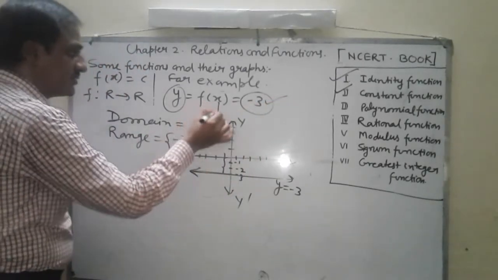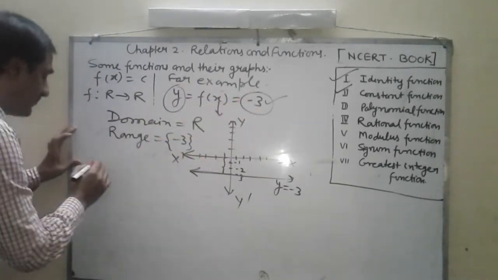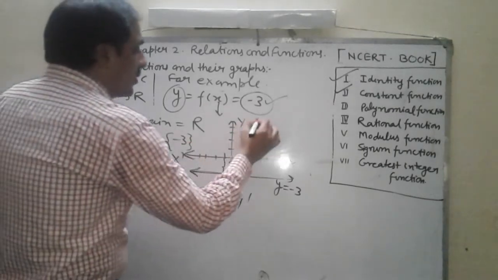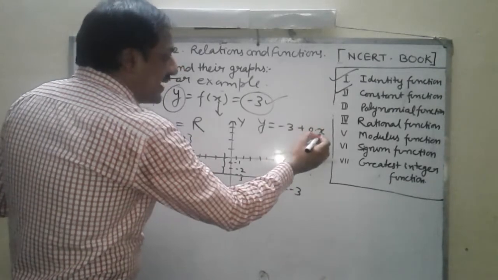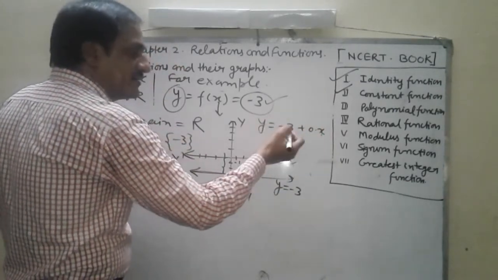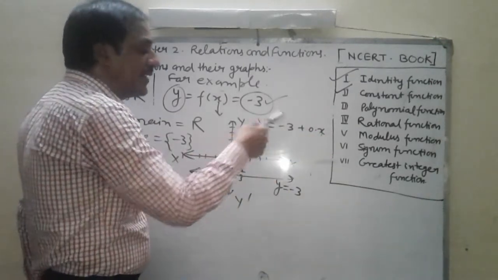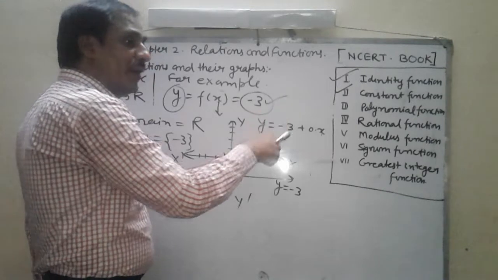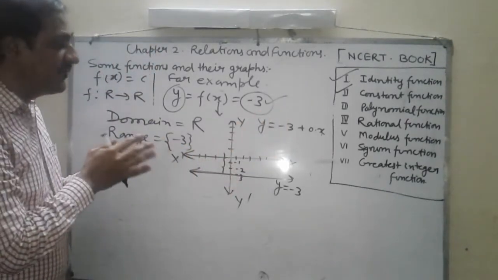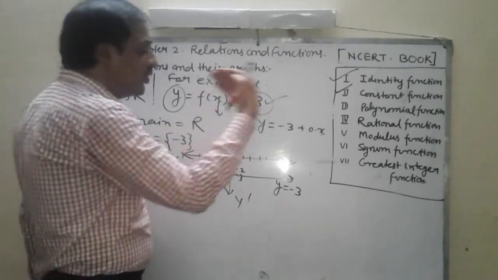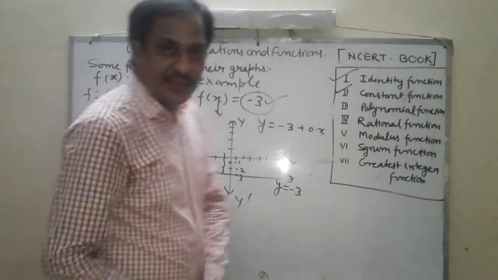For different values of x, we will get only one value of y. For example, y equals -3 can be written as -3 plus 0 times x. If x equals 1, we will get y equals what? -3. If x equals -2, what will be the value of y? The value of y is equal to -3. If x equals 5, what will be the value of y? y equals -3. In each and every case, we get the value of y equal to -3. So the range is -3. Thank you, children.